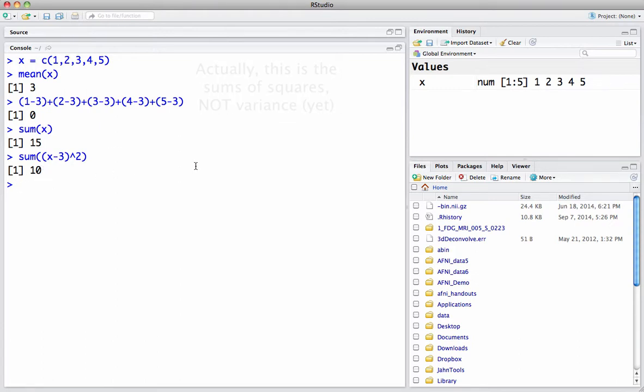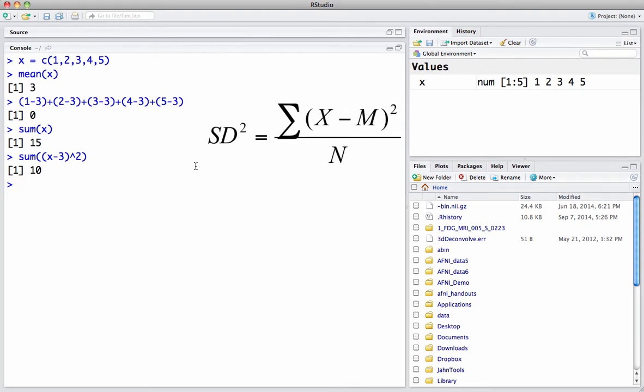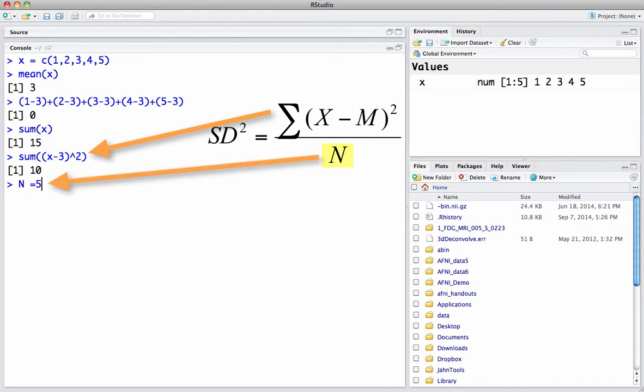This relates to our equation where SD squared, which is our notation in the book for variance, is equal to the sum of each value, represented by x, minus the mean, and we square each of those deviations, and then we sum up each of those results. We then divide that by n. Big N, remember, is just the number of observations that we have collected. In this case, we have 5. So I'm just going to assign a variable, just say that n is equal to 5.